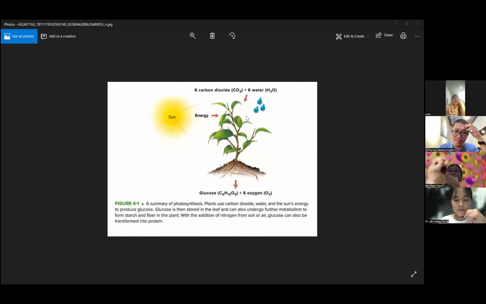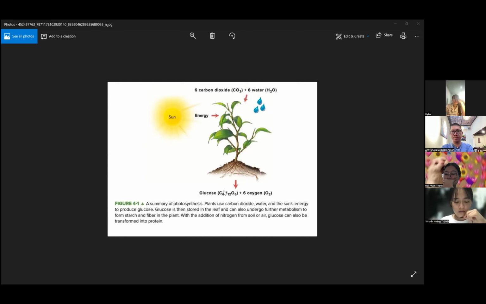Let's look at this picture to easier understand this process. The ingredients of this process include sun energy, carbon dioxide from air, and water it takes from the soil through the plant roots. And the products of this photosynthesis are glucose and oxygen.